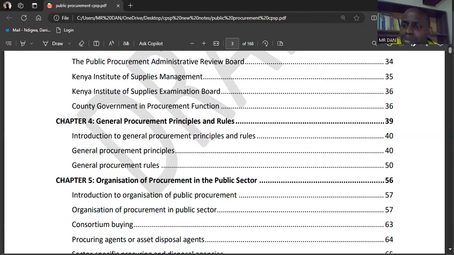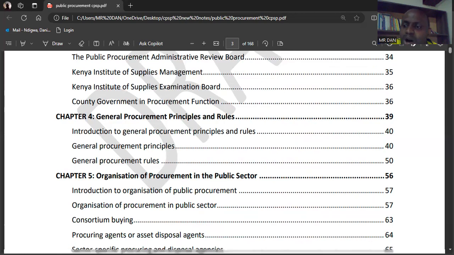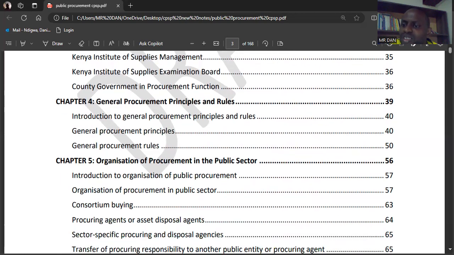When we talk about principles, these are, you can say, like philosophies that guide the practitioners. We also need to look at the various rules that are very critical when it comes to issues to do with public procurement. Chapter 5 is the organization of public procurement in public sector. Here we are looking at how public procurement is organized.